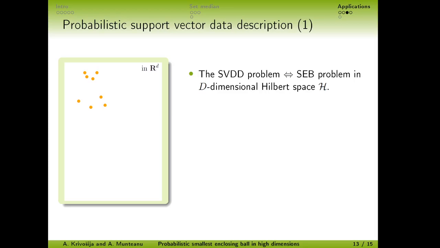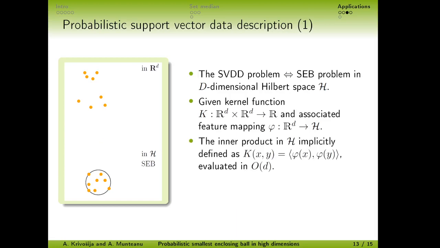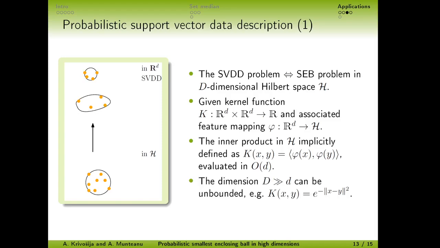The support vector data description problem is equivalent to the smallest enclosing ball problem in a big D-dimensional Hilbert space H. We are given a positive semi-definite kernel function k and an associated feature mapping phi. The inner product in H, and thus the distances, is implicitly defined via the kernel function, and it can be evaluated in time O of small d. The dimension big D of H can be much larger than small d, and can even be unbounded, for example in the case of the exponential kernel function.